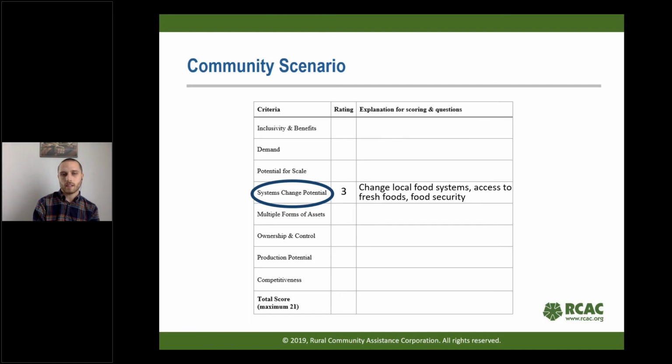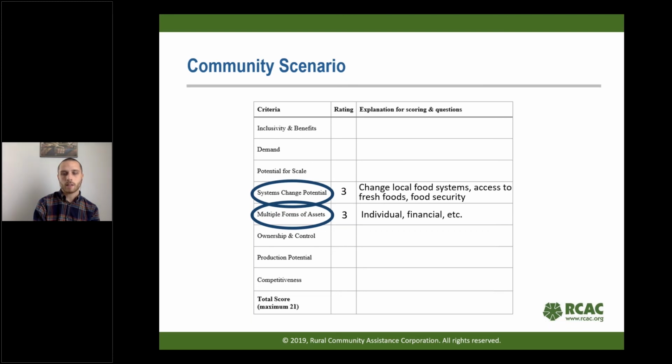Multiple forms of assets. What is the potential of this value chain for positively impacting multiple forms of wealth while doing no harm? We have given multiple forms of assets a score of 3, or a high potential for change. Looking at our definitions of the 8 forms of assets from Module 1, we are able to see that the co-op will have impacts on several different forms of assets.